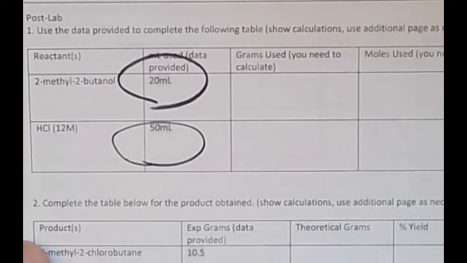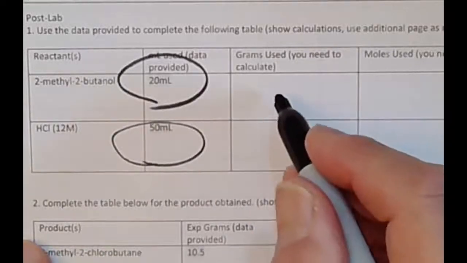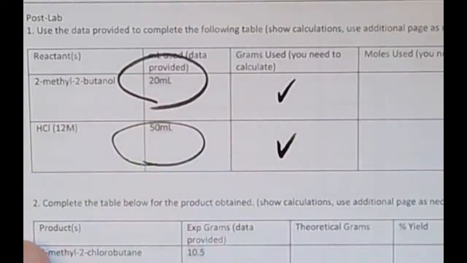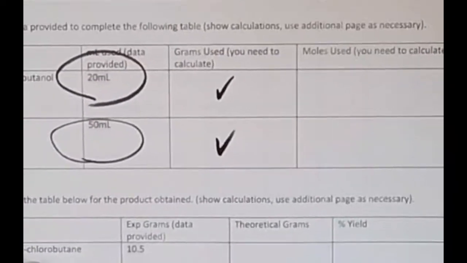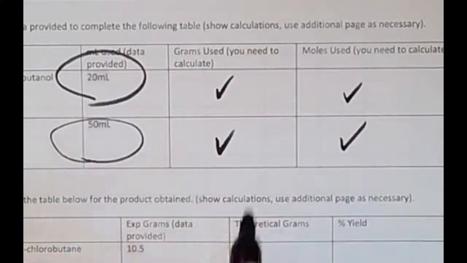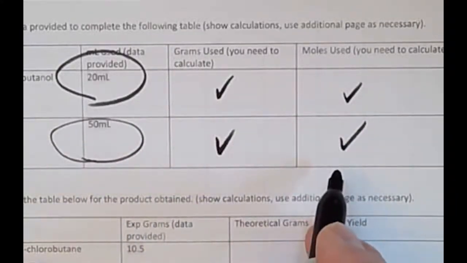We have a density for this. So from the density, we can measure how many grams of that we use and how many moles of each of these two reagents we use. So these 4 boxes are calculations.